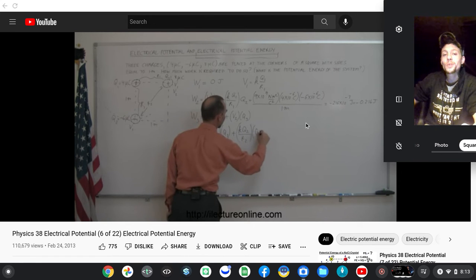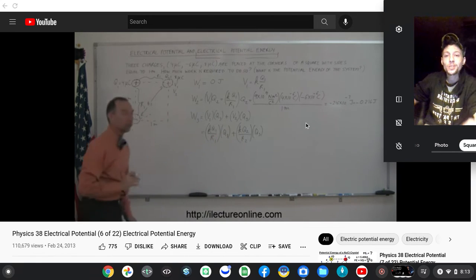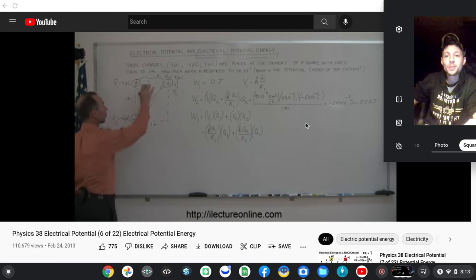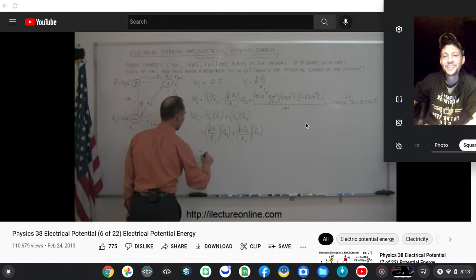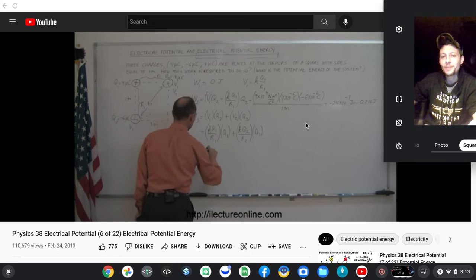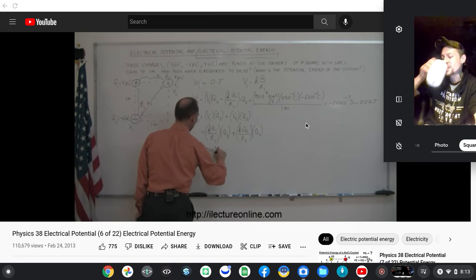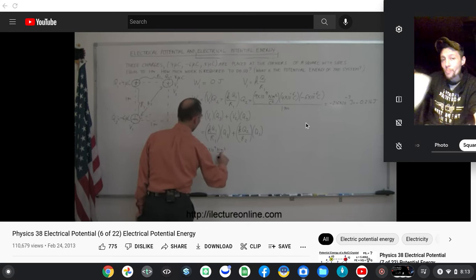That's the energy it takes to get the third charge placed at that corner. So let's plug in the numbers. This is equal to K, which is 9 times 10 to the 9th newton meters squared per coulomb squared.